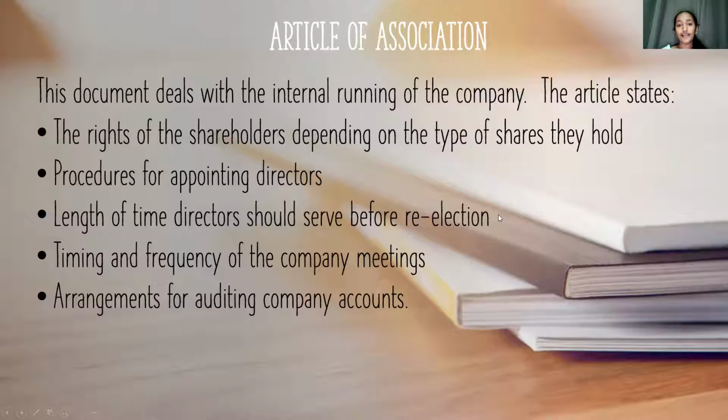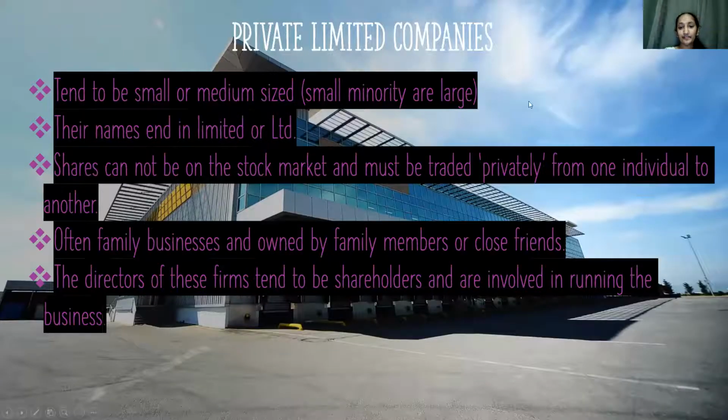It's like normal elections that happen in India, that every minister or somebody who is in the government will change every 5 years, will be re-elected. So that is the length of time directors should serve before re-election. Timing and frequency of the company's meetings. Arrangements for auditing company accounts. Auditing company accounts is when a chartered accountant of the company checks the company's accounts, its transfers of money.